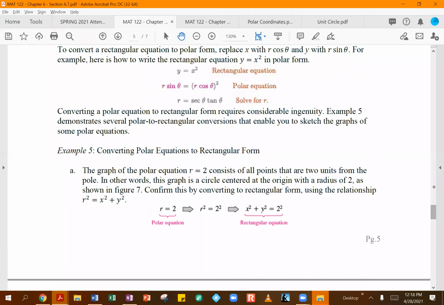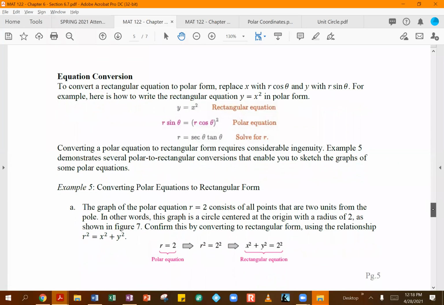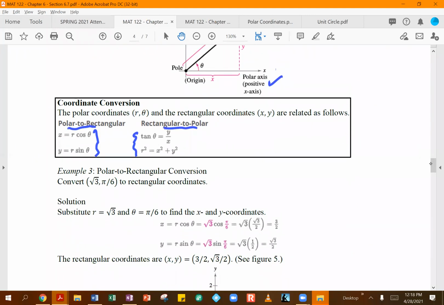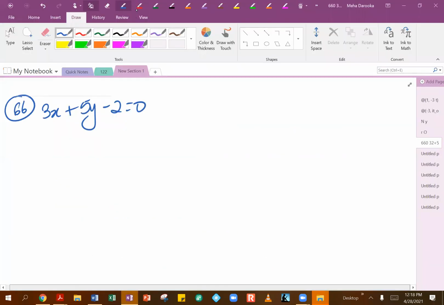So we are still defining x as r cosine theta, y as r sine theta, and in the other direction, tangent of theta equals y over x, or r squared equals x squared plus y squared. So still using those same conversions here. We will start by replacing our x with r cosine theta, plus 5y is r times sine theta.